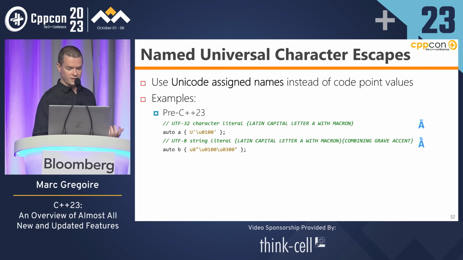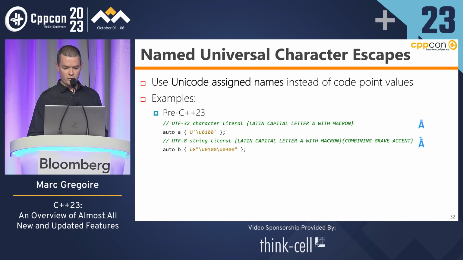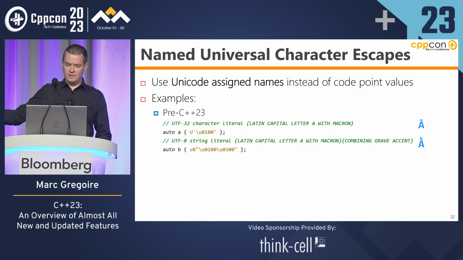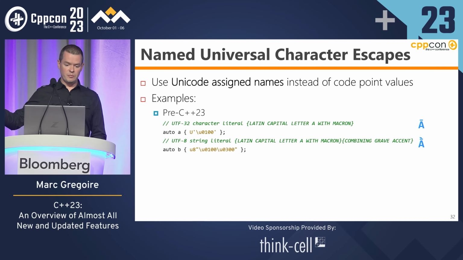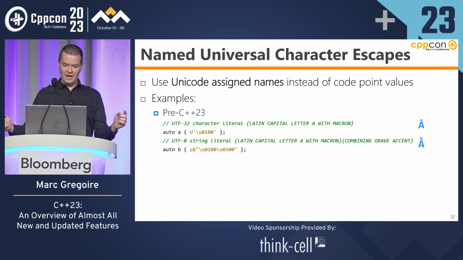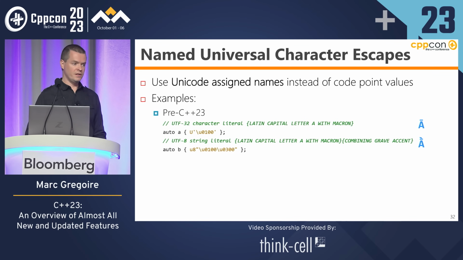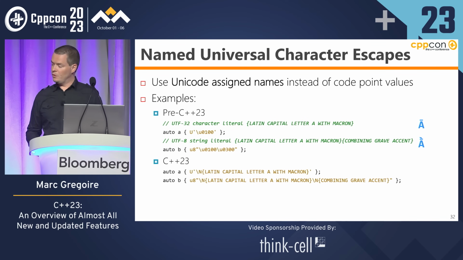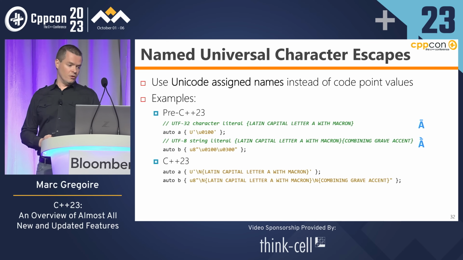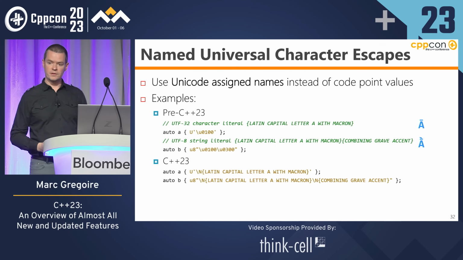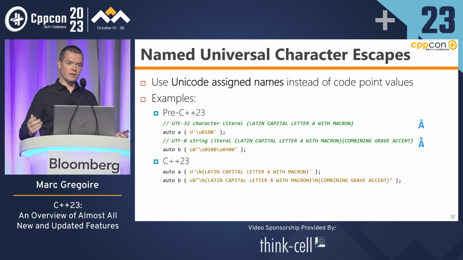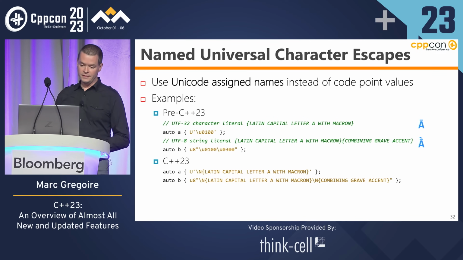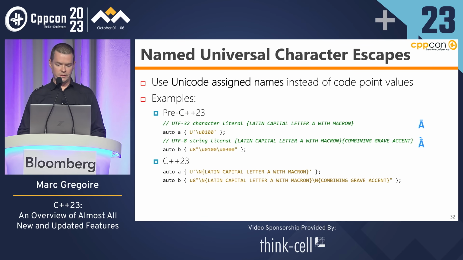Here's another one. So I have a Latin capital letter A with macron, and I'm combining it with an accent. So if I write something like this line initializing B in code, I will always add a comment explaining what I'm writing there. So now in C++23, you don't have to do that anymore. You can directly put the officially Unicode assigned names inside your string literals or character literals like this. So no need anymore to add redundant comments.